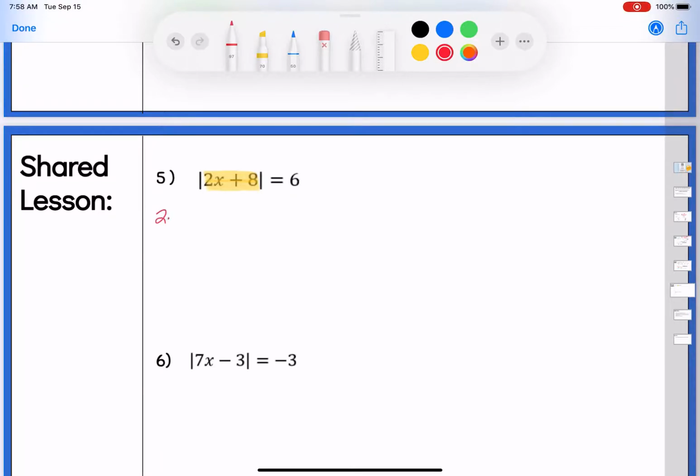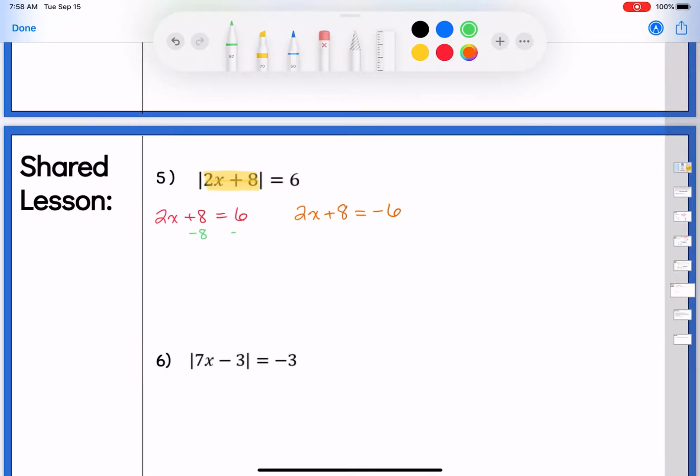So one possibility here is 2x plus 8 would be positive 6 units to the right of 0. I could also have that 2x plus 8 equals negative 6 units to the left of 0. So you don't have to always draw that number line. I was drawing that to help you kind of wrap your brain around what we were doing here. What you do need to do is always set up those two different equations and then solve each one.